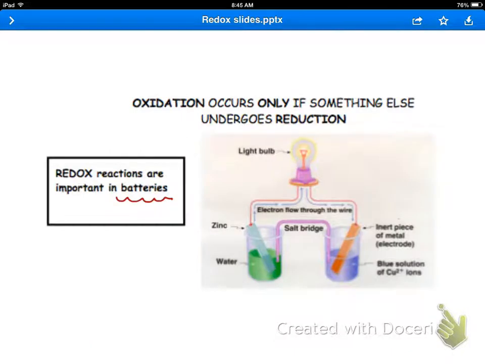Redox reactions are really important in batteries. So in a battery, you've got one metal that's gaining electrons and the other one is giving electrons, and as the electrons move back and forth, they go through a wire, and that gives us power. So that's how a battery works. Definitely involves redox reactions.